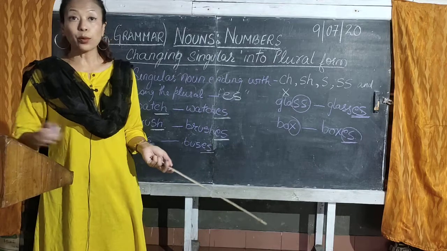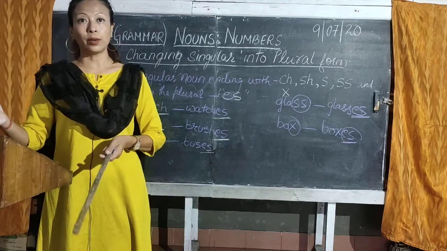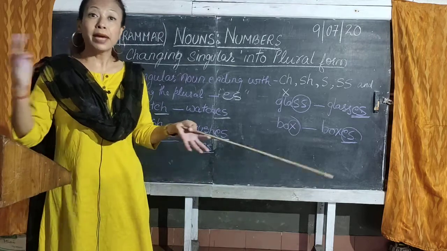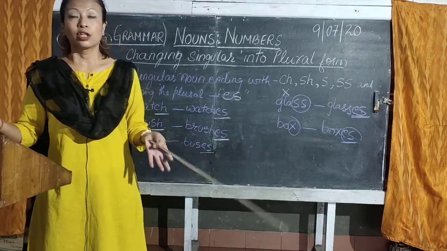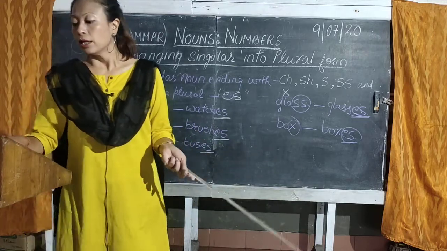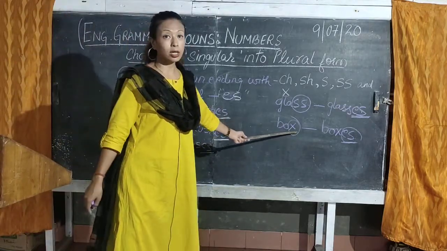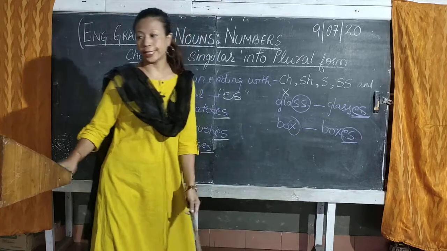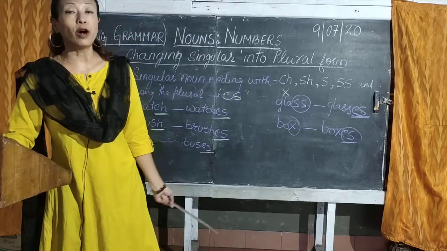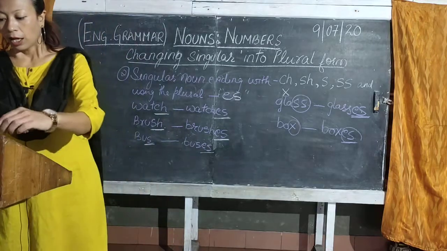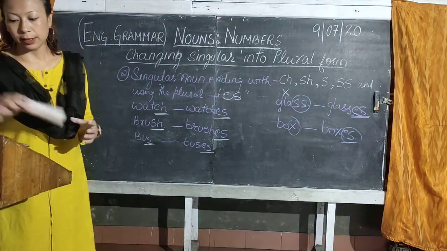So similar to that would be class, classes. We have a class with so and so person. We have many classes today. So box, last one is X. Box, boxes. Another would be fox, foxes.